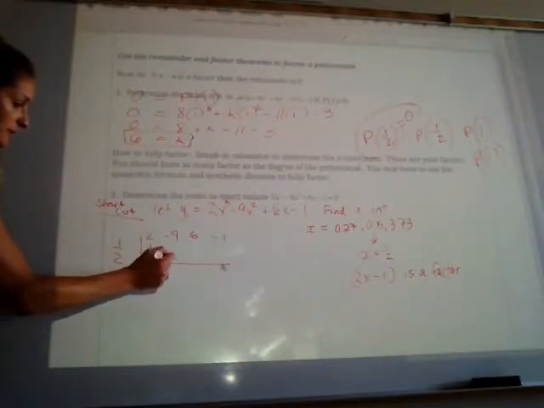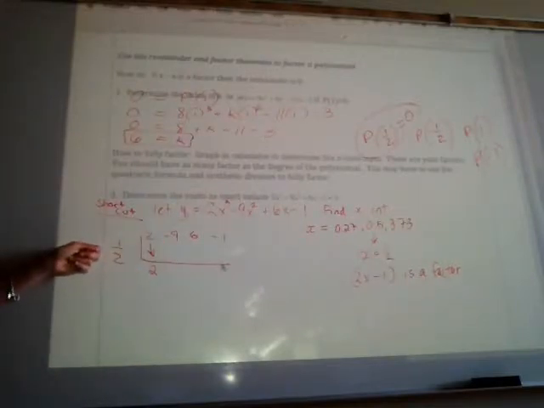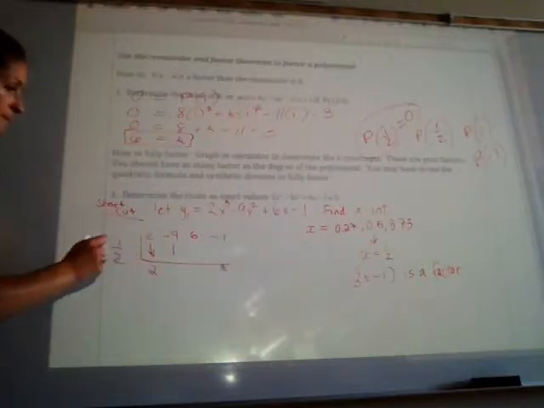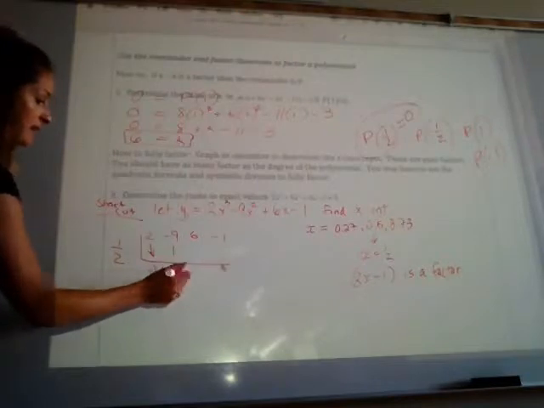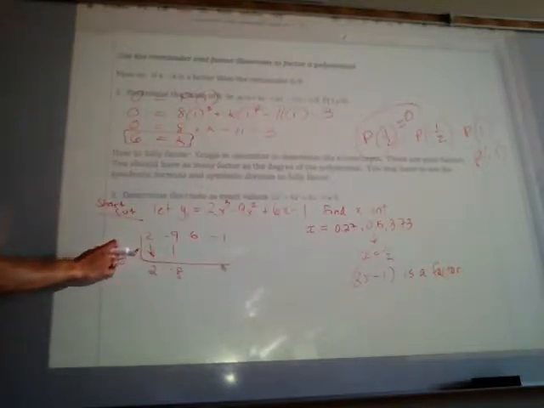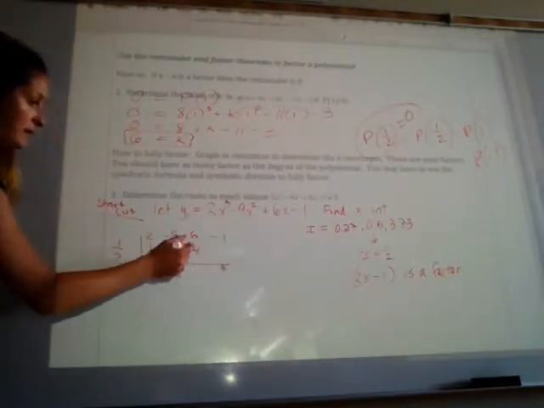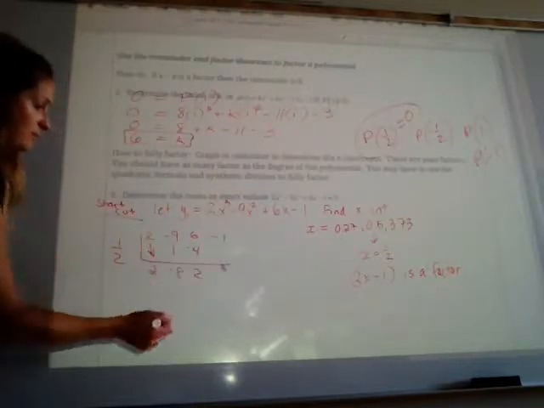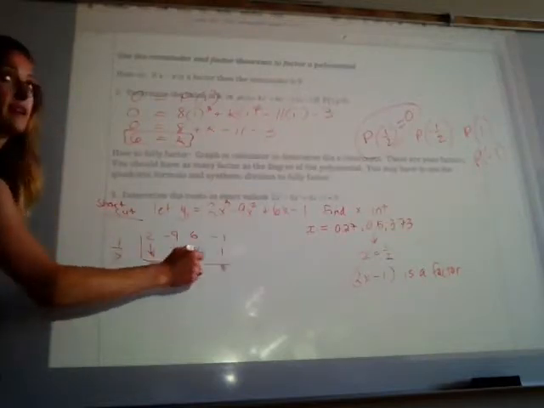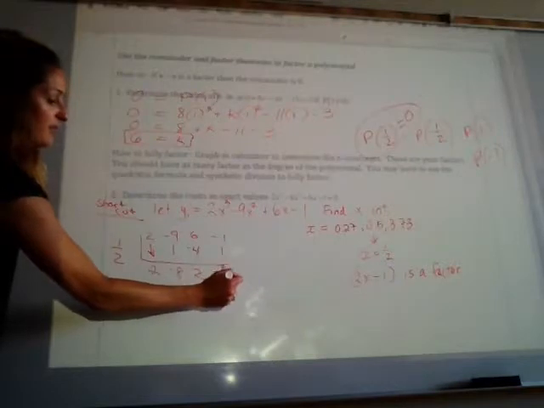Bring down the 2. 2 times 1/2 is 1. Negative 9 plus 1 is negative 8. Negative 8 times 1/2 is negative 4. 6 minus 4 is 2. 2 times 1/2 is 1. Negative 1 plus 1 is 0. That's what we wanted, the remainder of 0.